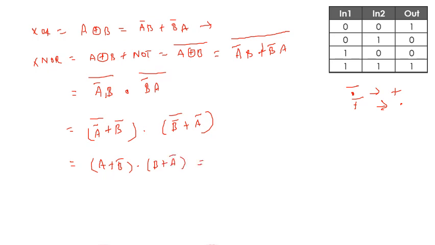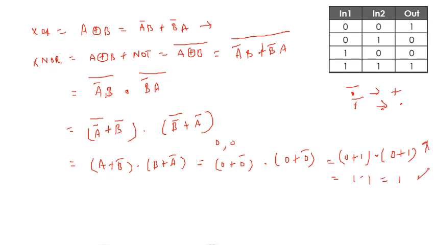First concept I just mentioned: A and B both are 0. So I substitute 0 comma 0 as input. So this one: 0 plus 0 bar dot 0 plus 0 bar. So what you are getting here is 0 plus 1 dot 0 plus 1. So again you get 1 dot 1. The answer here is 1. So the first case answer here is 1.